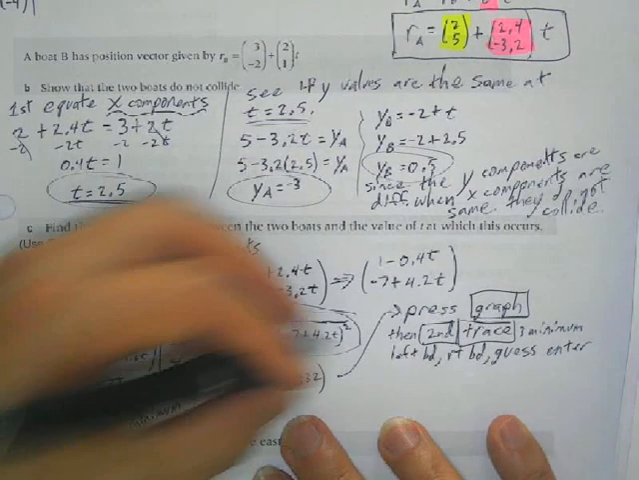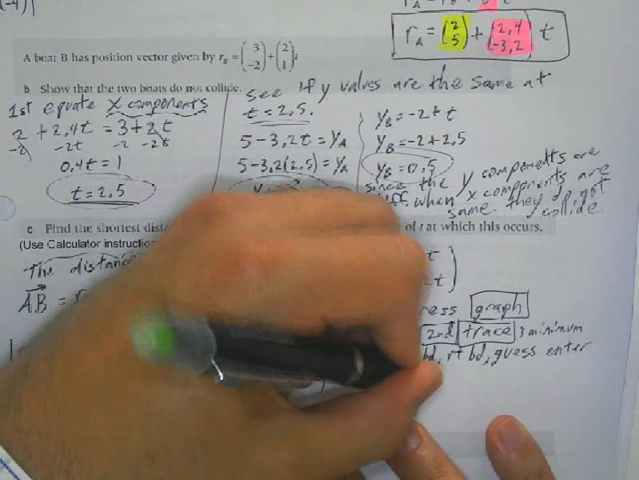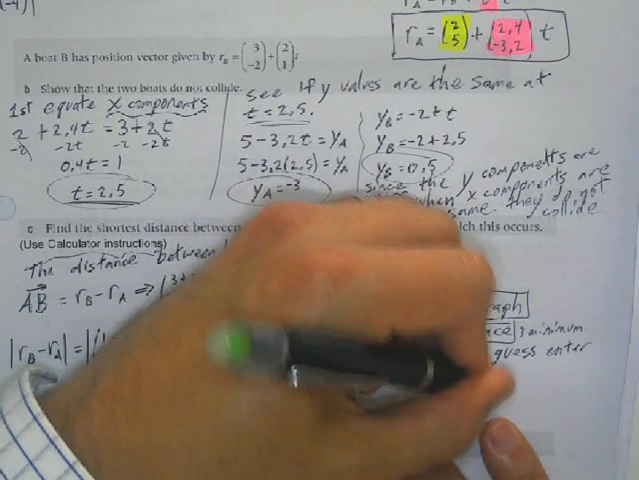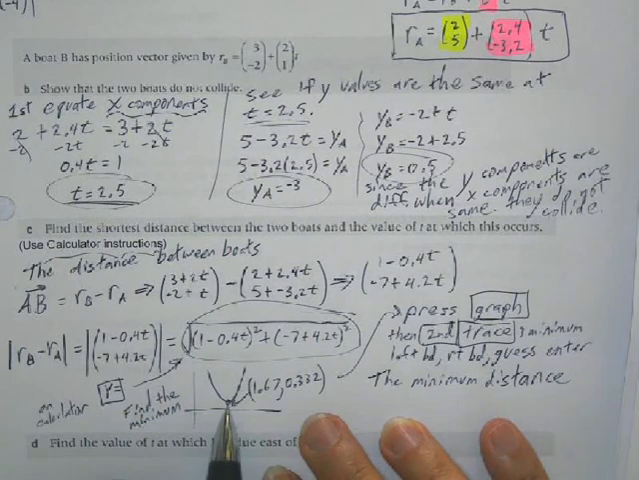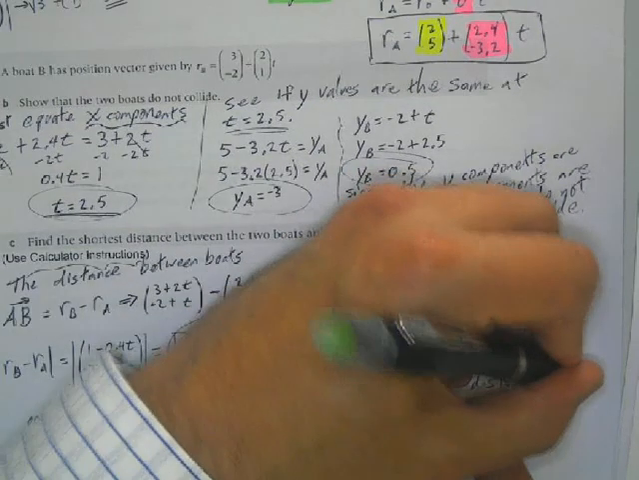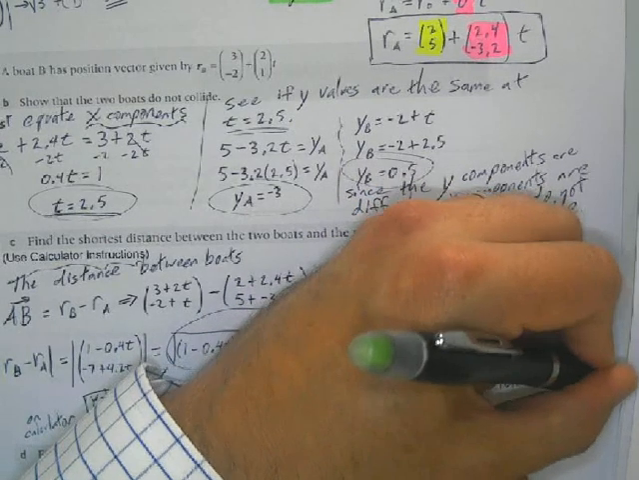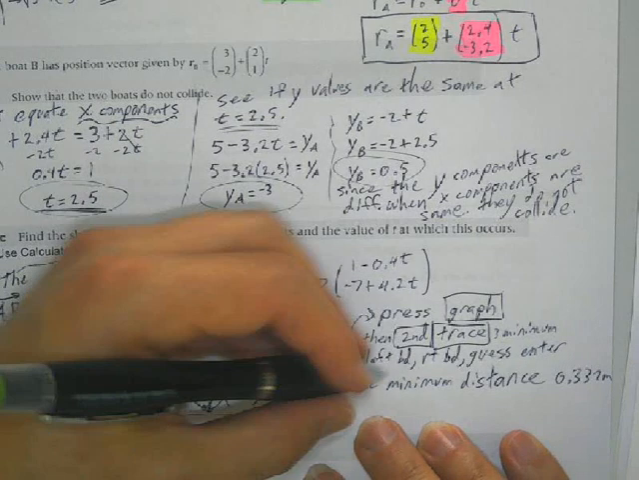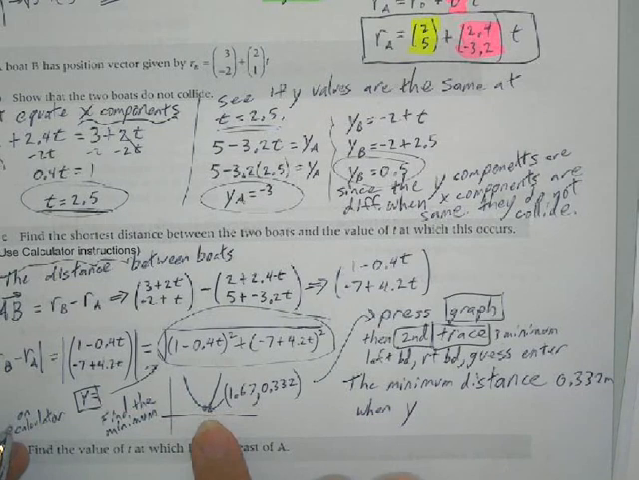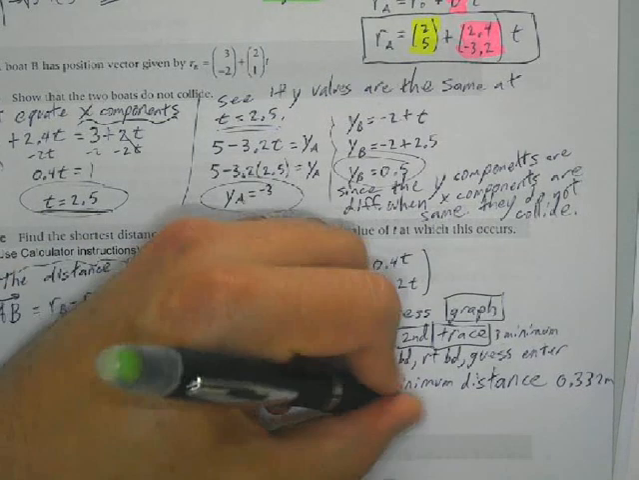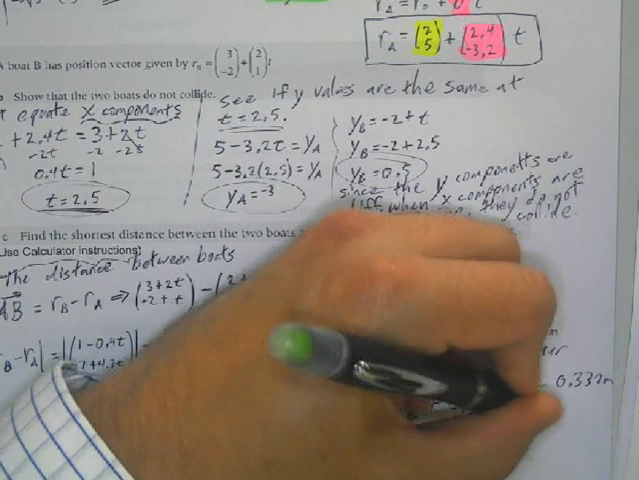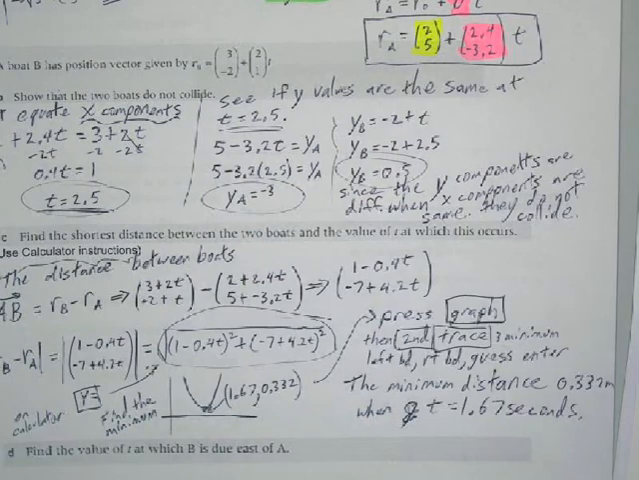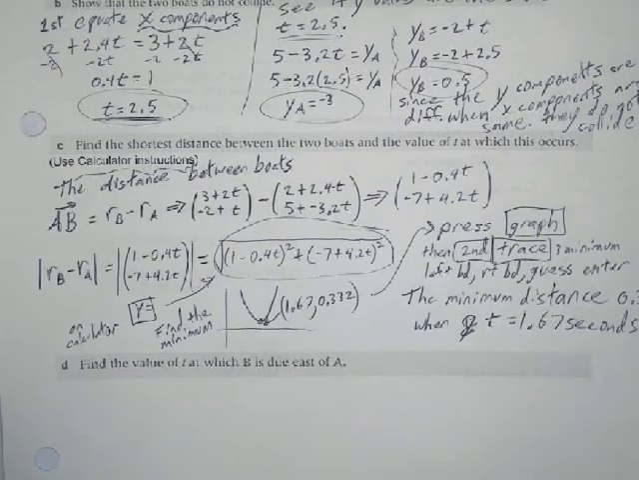So the minimum distance is the y value, this distance here, which is 0.332 meters. And this happens when the x distance is our time, so when time equals 1.67 seconds. Okay. Last question. We don't need a calculator for that.